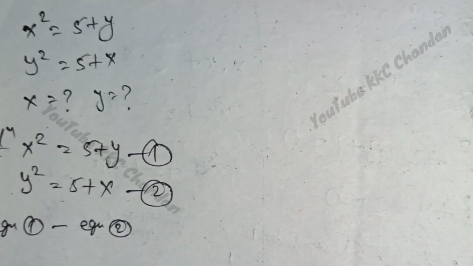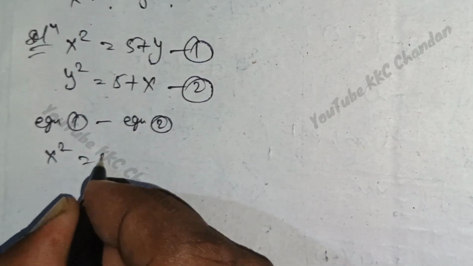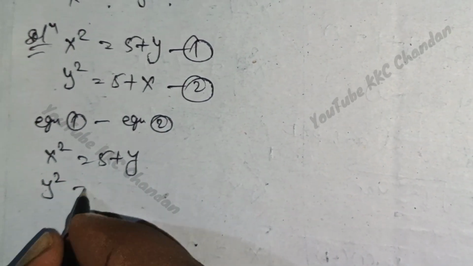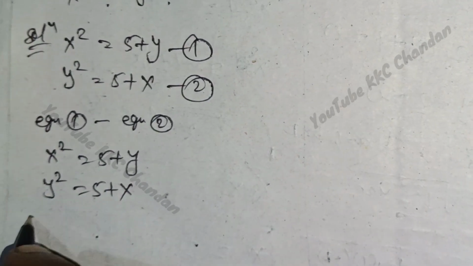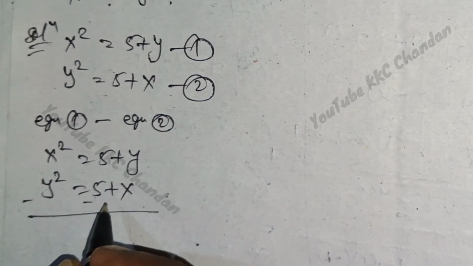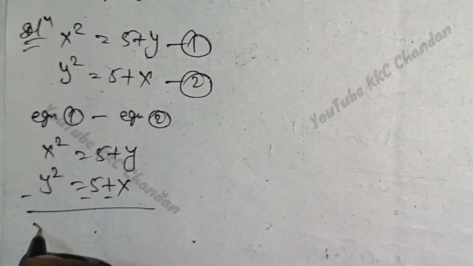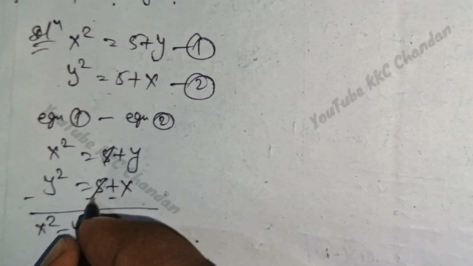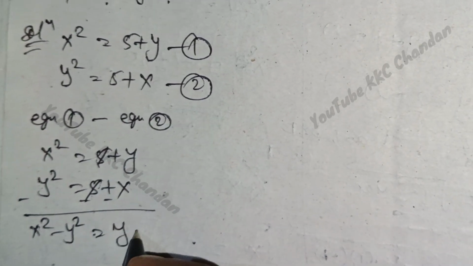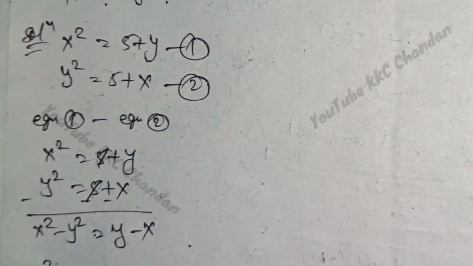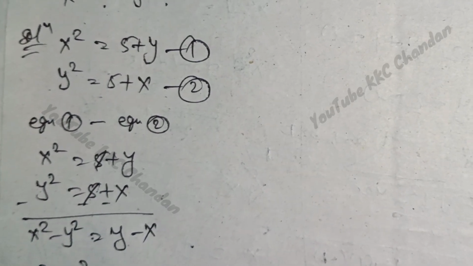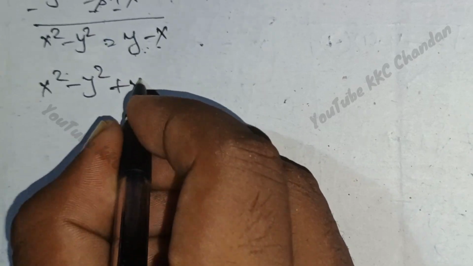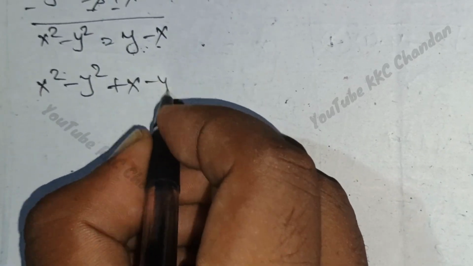Equation number 1 says that x square is equal to 5 plus y. Equation number 2, y square is equal to 5 plus x. Let's subtract. Here x square minus y square is equal to, 5 minus 5 cancels, y minus x. Bringing this to the left side: x is negative and comes to the other side positive, y is positive and comes to the other side negative, so x square minus y square plus y minus x is equal to 0.